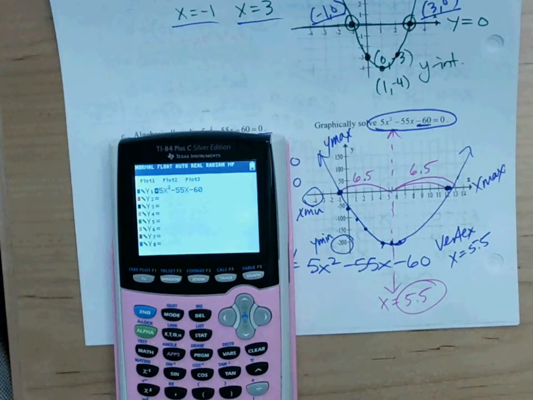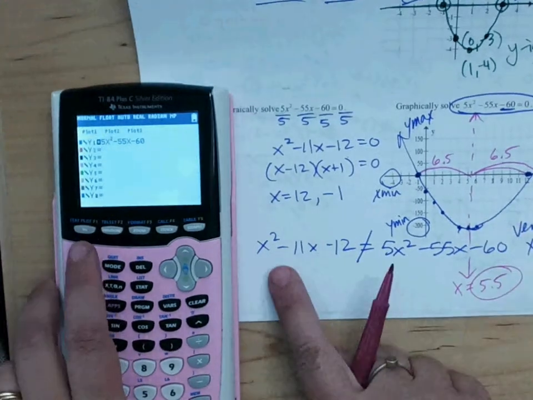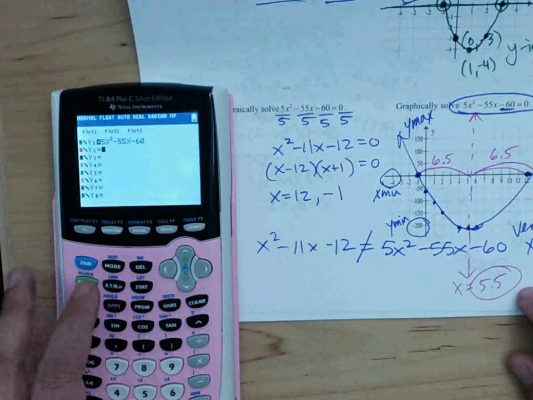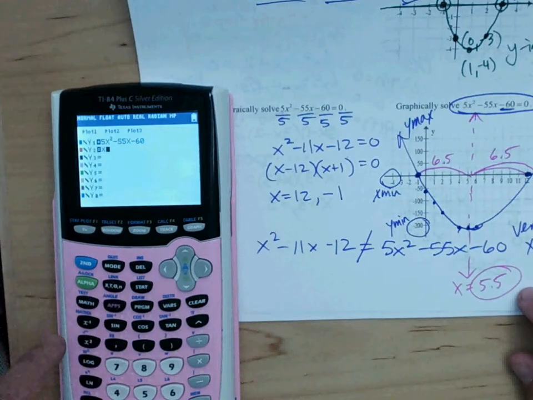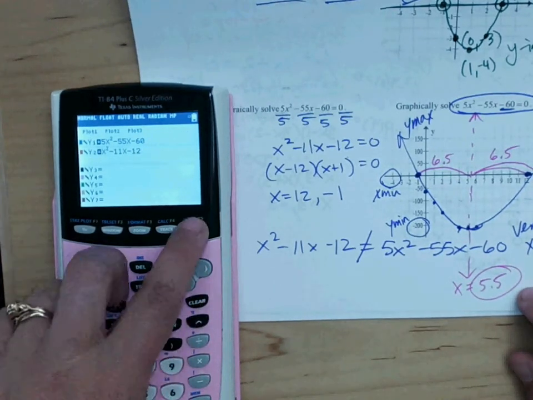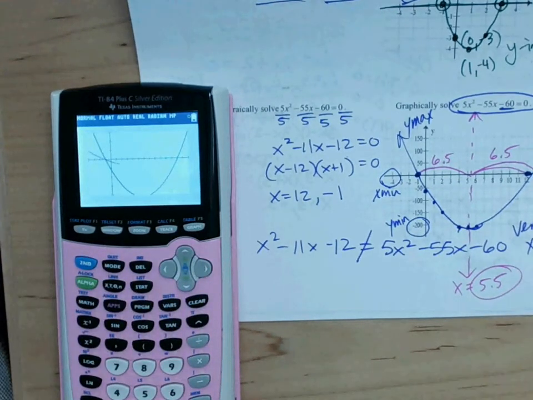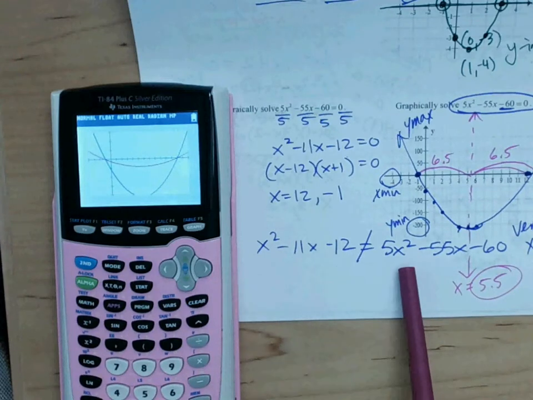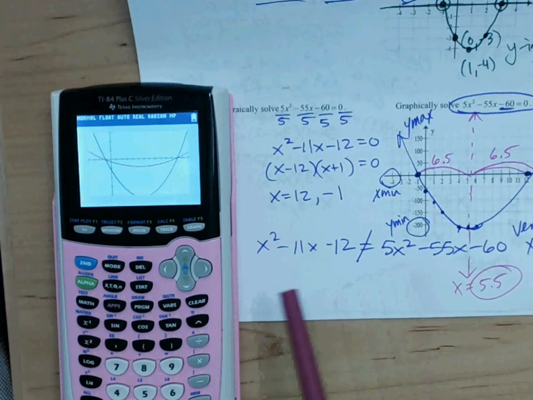Okay? Now, that question of why isn't this equal when there's just a difference of 5, well, we can see this if I go x squared minus 11x minus 12, and I graph that. Oh, there's that parabola. So that's a completely different parabola than everything being multiplied by 5. You can see the difference. What do those two parabolas have in common, though?